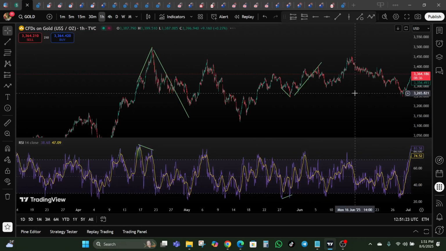But don't take every divergence signal blindly. It works best with confluence. So here's a simple framework.